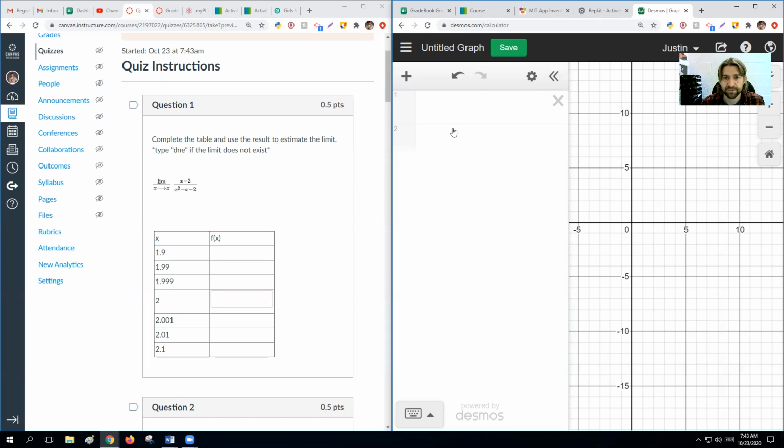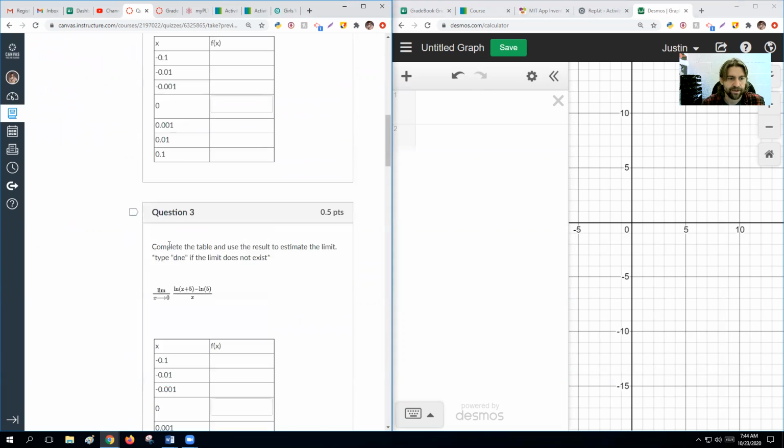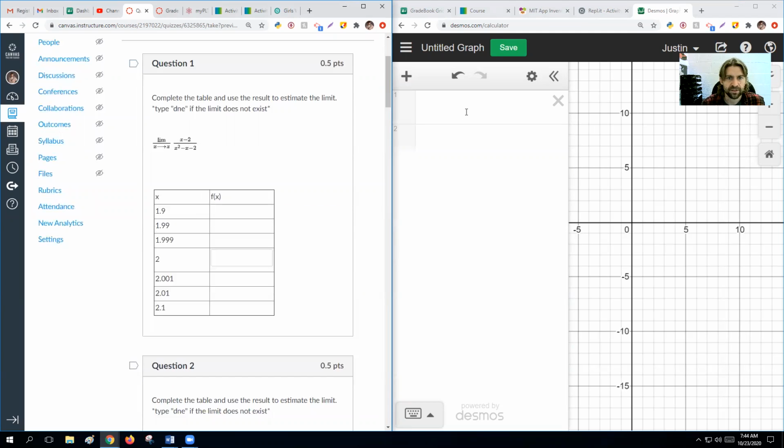So I have Desmos pulled up to the side here to help us estimate the limit as we approach a number. I realize that as x goes to x, obviously that one should be x goes towards 2. Let's make sure the other ones are all right. Yeah, okay. So what we want to do here, if we're going to use the table, we're going to type the function into Desmos.